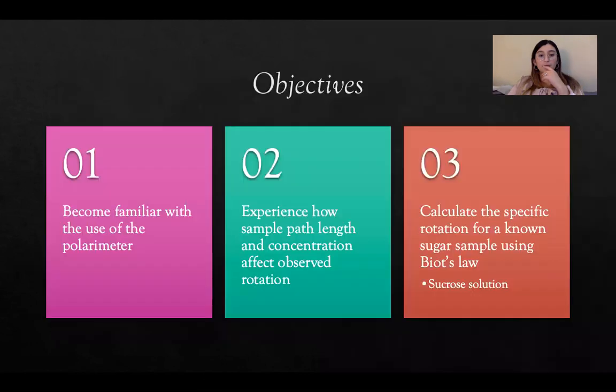Okay, the objectives for this lab. You have to become familiar with the use of a polarimeter, experience how sample path length and concentration affect the observed rotation, and calculate the specific rotation for a known sugar sample using Biot's law. This sugar sample is going to be a sucrose solution.